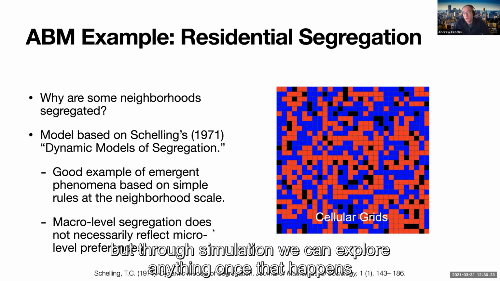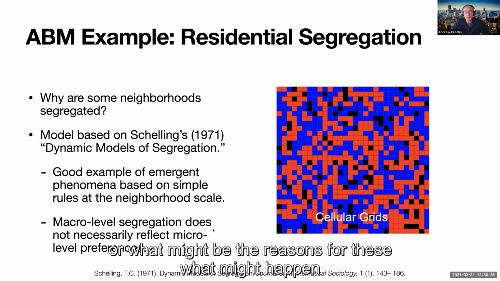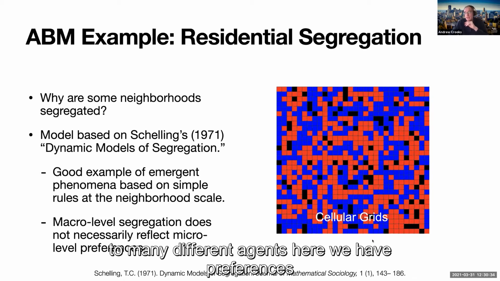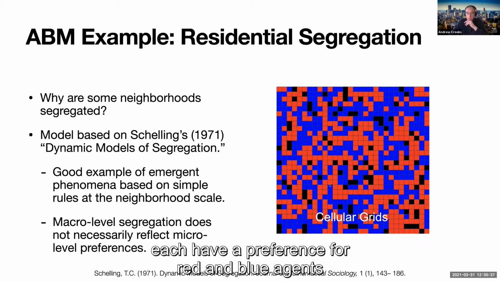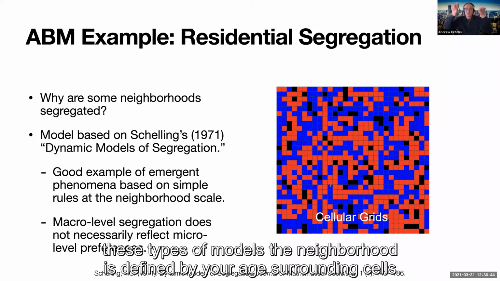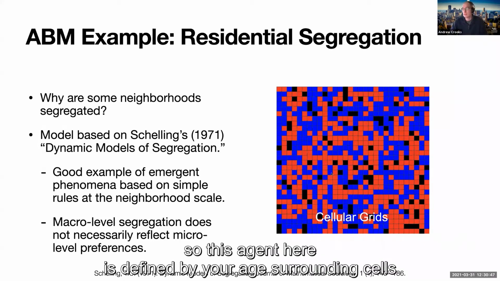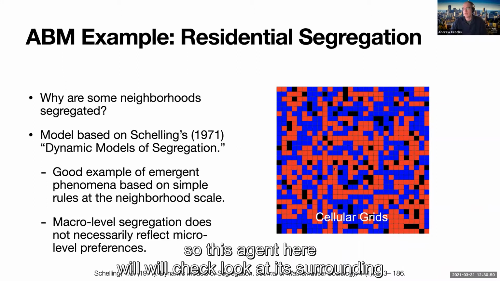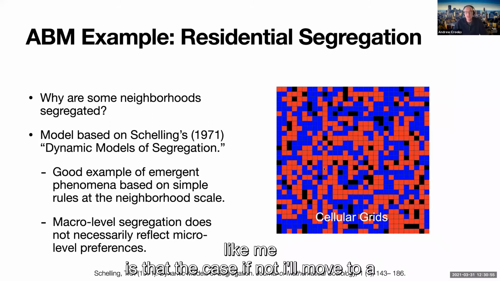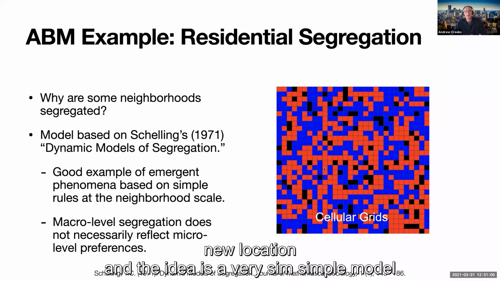But through simulation, we can explore what might be the reasons for this segregation to occur by giving mild tastes and preferences to many different agents. Here we have red and blue agents, each with a preference for different neighborhoods. In these types of models, the neighborhood is defined by your 8 surrounding cells. So this agent will look at its surrounding cells and say, if I want my neighborhood to be 30% like me, is that the case? If not, I'll move to a new location. The idea is that a very simple model leads to segregation.